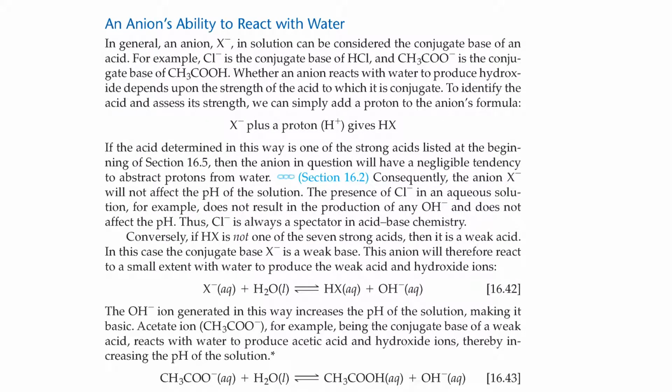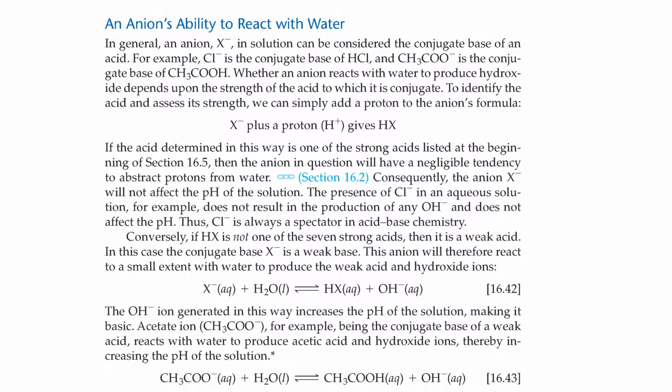An anion's ability to react with water. In general, an anion, X⁻, in solution can be considered the conjugate base of an acid. For example, chloride anion is the conjugate base of hydrochloric acid, and acetate anion is the conjugate base of acetic acid. Whether an anion reacts with water to produce hydroxide depends on the strength of the acid to which it is the conjugate. To identify the acid and assess its strength, we can simply add a proton to the anion's formula. So X⁻ plus a proton, H⁺, gives you HX.